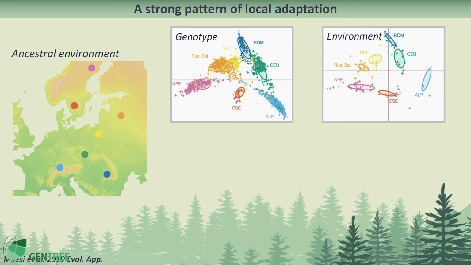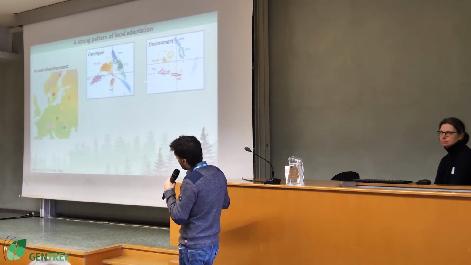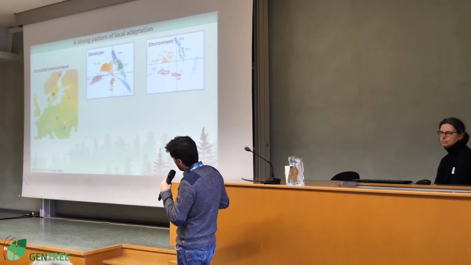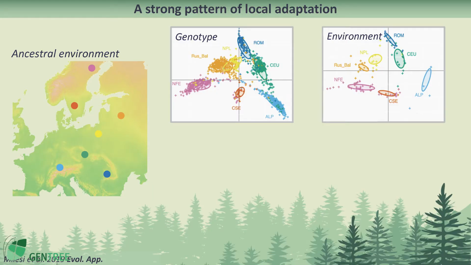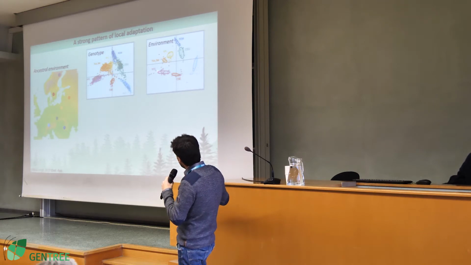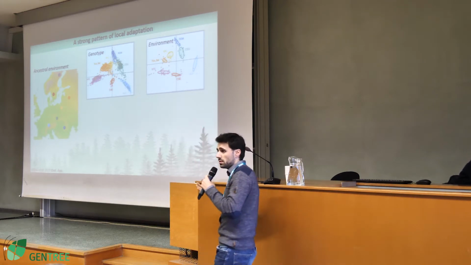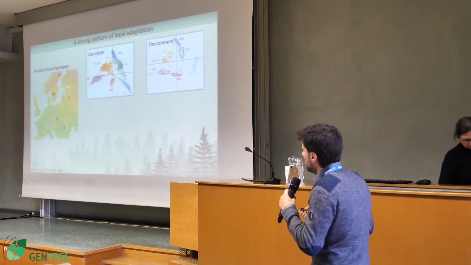So here you have a principal component analysis based on climatic variables recorded at the location of the ancestral environment of the trees. All the trees were grown in Sweden, but their history was in different places all over Europe, right? And you can see that there is exactly the same pattern of variation between the ancestral environment and the genetics. But this is globally expected.